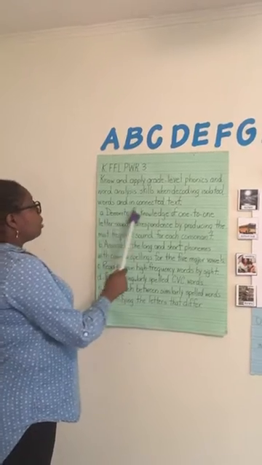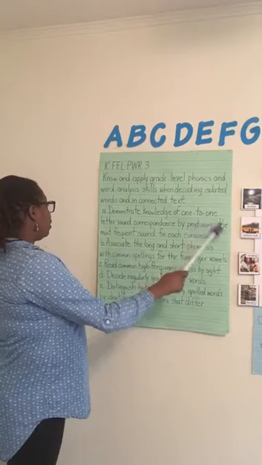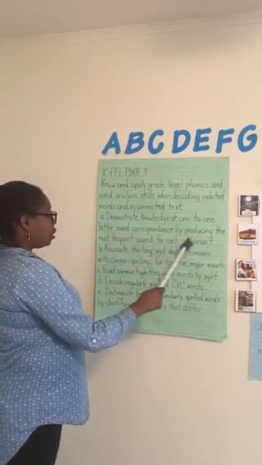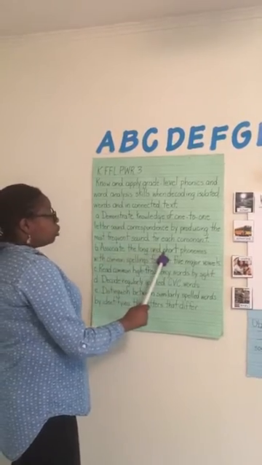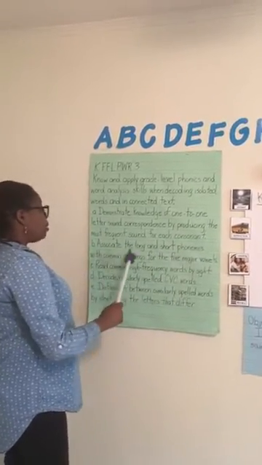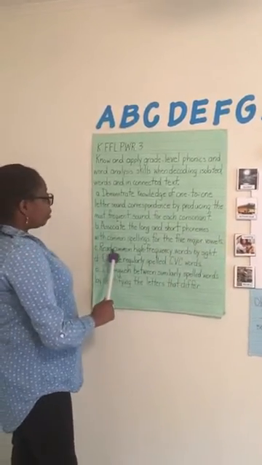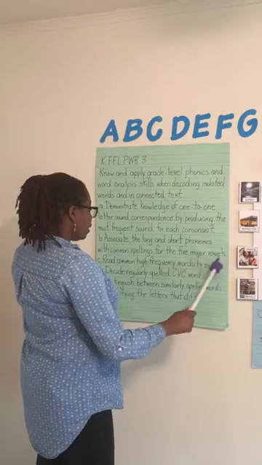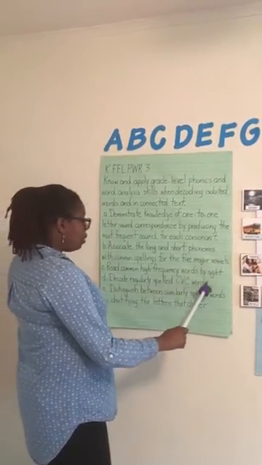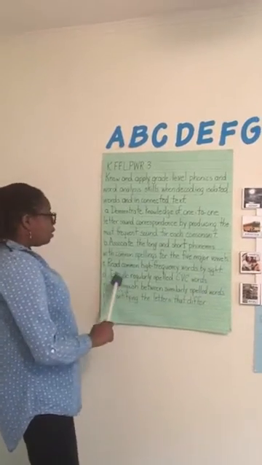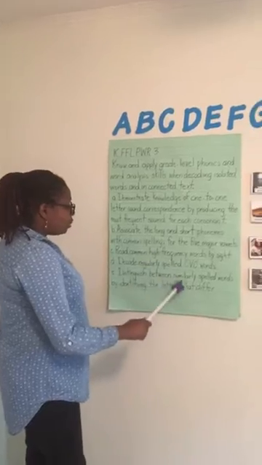A says demonstrate knowledge of one-to-one letter sound correspondence by producing the most frequent sound for each consonant. B says associate the long and short phonemes with common spellings for the 5 major vowels. C says read common high frequency words by sight. D says decode regularly spelled CVC words. E says distinguish between similarly spelled words by identifying the letters that differ.